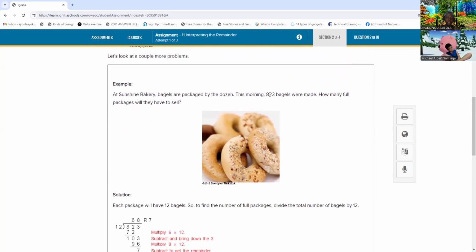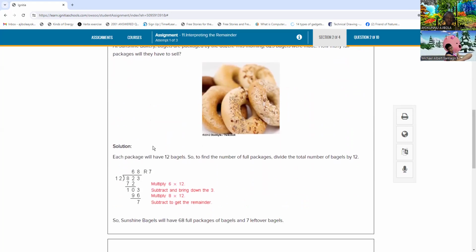That is to divide 823 by 12 because 12 is in a dozen. Is that clear? Good. Each package will consist of 12 bagels. So to find the number of full packages, divide the total number of bagels by 12. That means 823 divided by 12. 12 cannot divide 8, but 12 can divide 82 6 times. That is 6 times 12 gives us 72. Is that clear? So 82 minus 72 is 10.